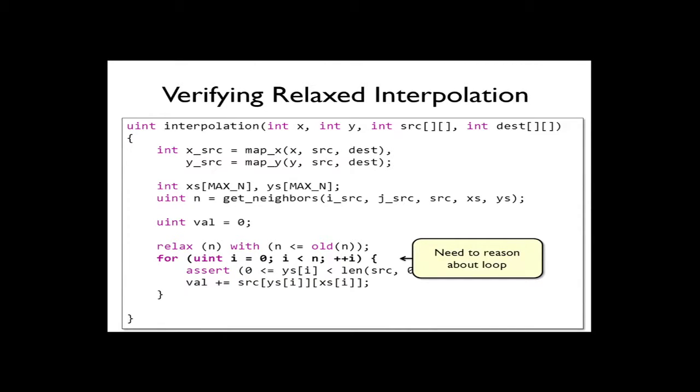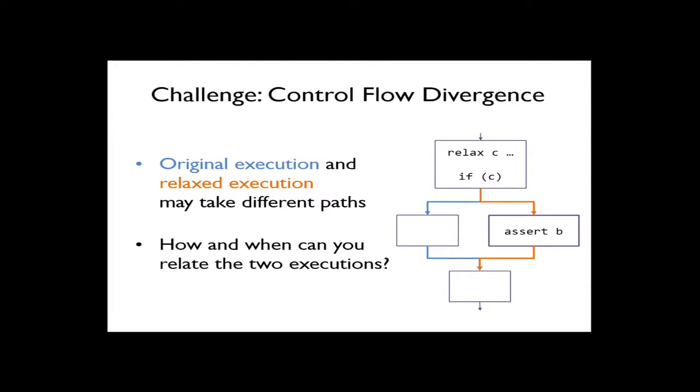So now, of course, as we get down to this loop, I'm going to have to reason about this loop. And reasoning about loops in programming languages and program analysis is always particularly challenging. The interesting challenge in this domain is that although these two programs, this original program and this approximate program, share the same structure and only differ by the addition of this relaxed statement, my original program and my relaxed program executions may start taking different paths through this structure. That really leads you to the question of how and when can you relate these two executions?